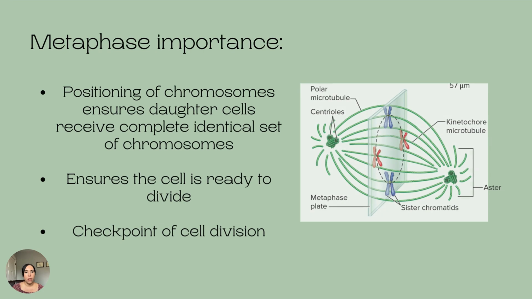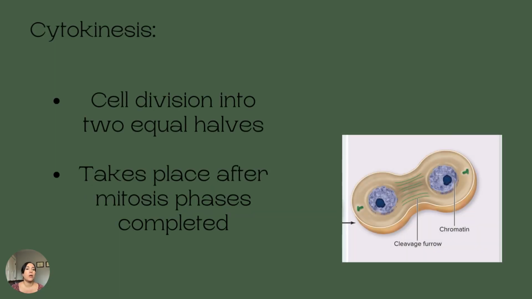So I listed the learning outcomes at the start of this PowerPoint, and I'm going to briefly go over them. The first one was the importance of metaphase. Positioning of chromosomes ensures that daughter cells receive complete, identical sets of chromosomes. So it's not just for nothing. We have these chromosomes that line up in the middle, at the equator of the cell, and the whole purpose is to ensure that each daughter cell receives a complete identical set of chromosomes. Because remember, when they divide, each gets one set. This ensures the cell is ready to divide, and it is also the checkpoint of cell division. And cell division is also known as cytokinesis.